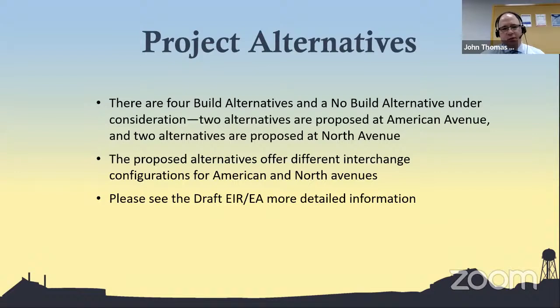Project alternatives. There are 4 build and a no build alternative under consideration for this project. At American Avenue, the 2 alternatives are a spread diamond interchange, which we refer to as alternative 1, and a partial cloverleaf interchange, which we refer to as alternative 2. For North Avenue, we're evaluating a modified cloverleaf interchange, which is alternative 2, and a diverging diamond interchange, which is alternative 4.